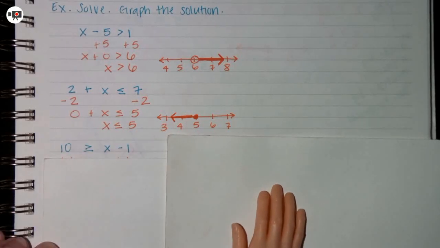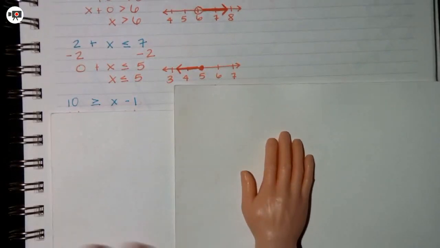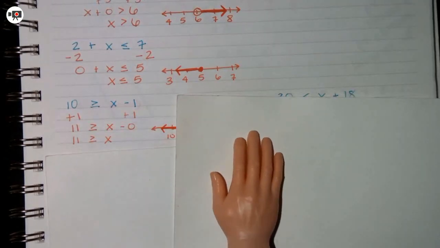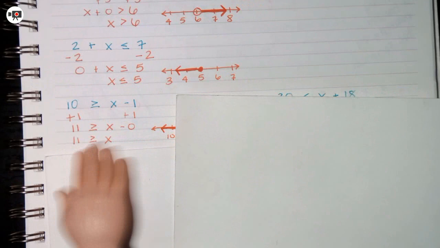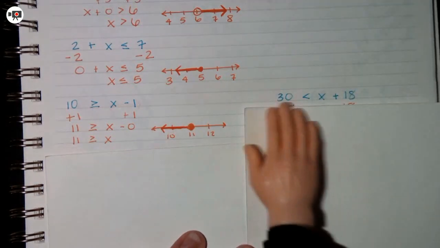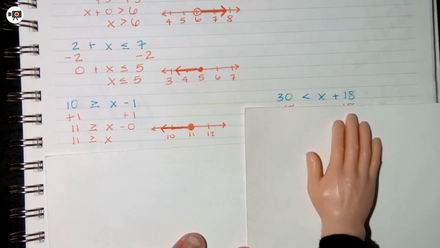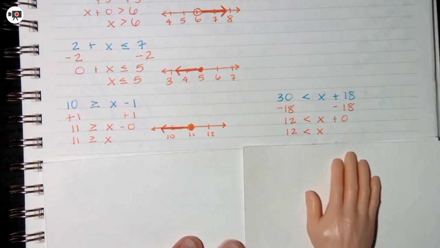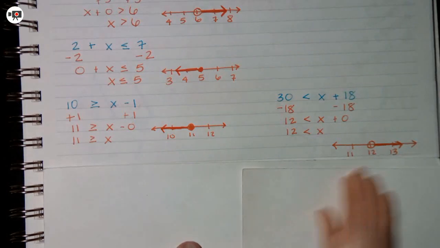I have 10 is greater than or equal to x minus 1. Opposite of subtract 1 is adding 1, which leaves x by itself to be 11 is greater than or equal to x. And there's the graph. And here I have 30 is less than x plus 18. I'm going to subtract 18 on each side to get 12 is less than x. And here's its graph.